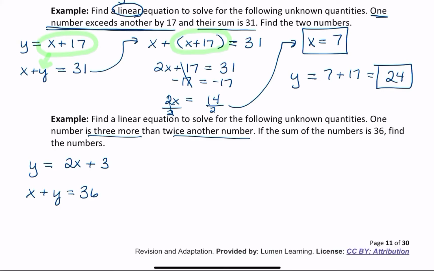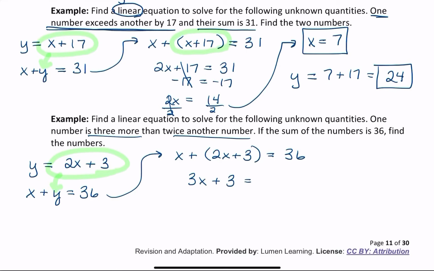And we're going to do the same process. We're going to use substitution and plug 2x plus 3 in for y. So that gives you x plus 2x plus 3 equals 36. So that'll be 3x plus 3 equals 36. Subtract 3 from both sides and divide by 3. And then it'll give you x equals 11.